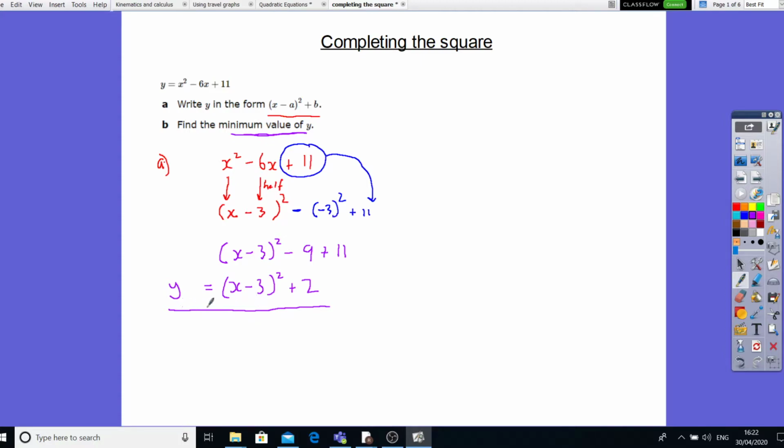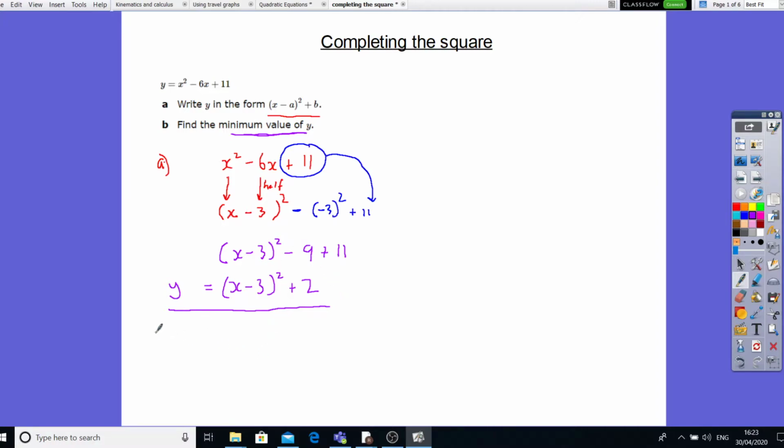So when can y be at its minimum point? It is when this expression disappears, so when this goes to 0. When will that go to 0? It's when x is equal to 3. The reason being, when x equals 3, 3 take away 3 will be 0. So 0 squared is 0, and you just end up with y equals positive 2.